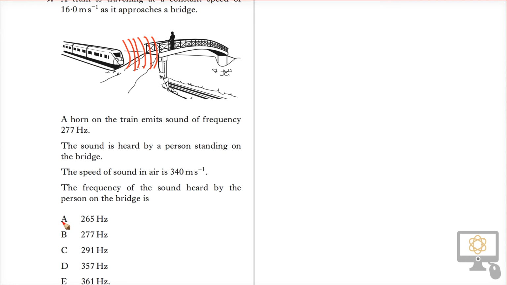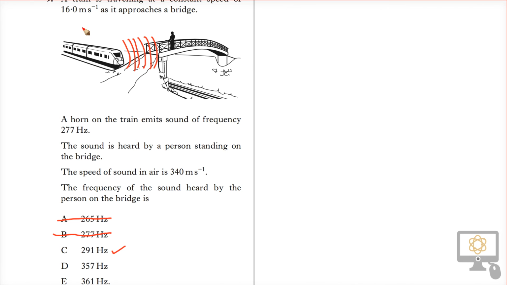So we can immediately eliminate a few of these options, 265 and 277, because that would be equal to the frequency emitted by the horn. So it's going to be C, D, or E. I'm going to predict C just because it's a higher number, but it's not too high. Remember, the speed of the train is not overly fast.